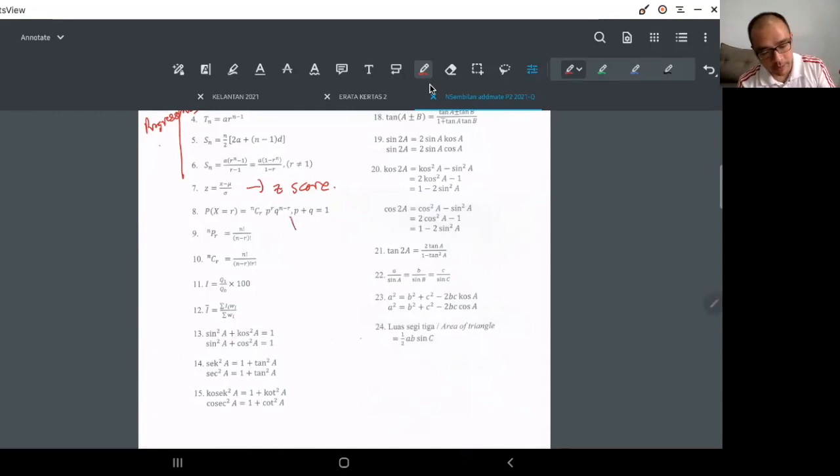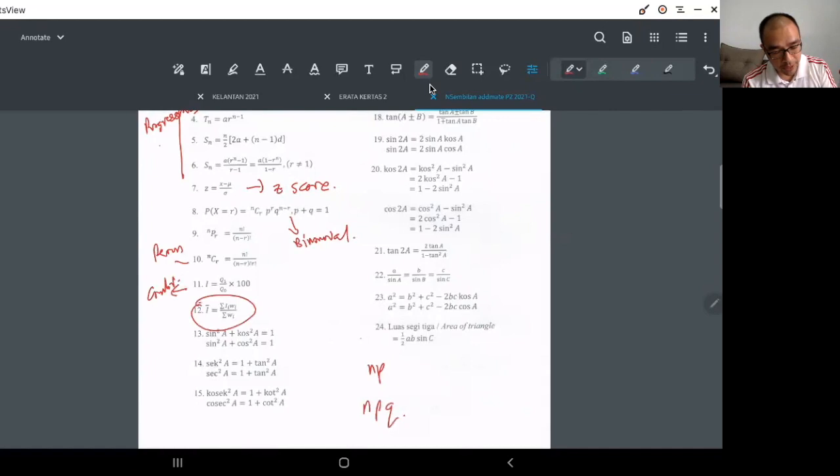This is the binomial distribution formula. Notice that they don't give you the formula for counting mean and variance. Mean is np, and variance is npq. Standard deviation is the square root. This is the permutation formula, and this is the combination formula. These two are index numbers.